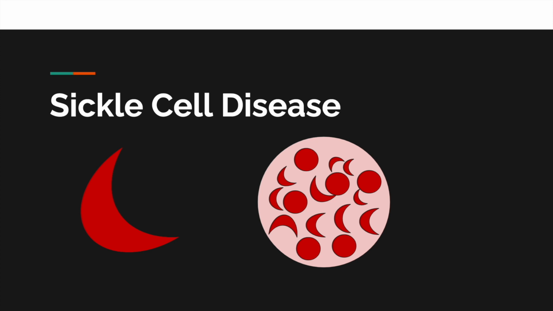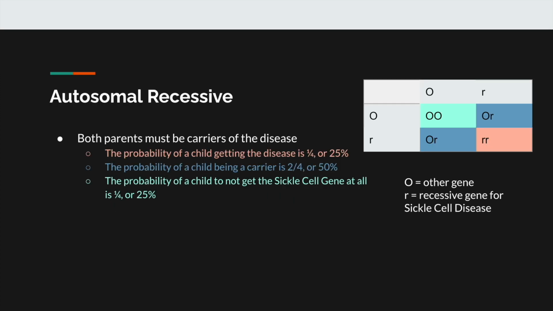Hey everybody, in this NCLEX review series we'll be covering sickle cell disease. So sickle cell disease is an autosomal recessive disorder. It's genetic, meaning that in order to develop this disease, both parents must be carriers of the disease.